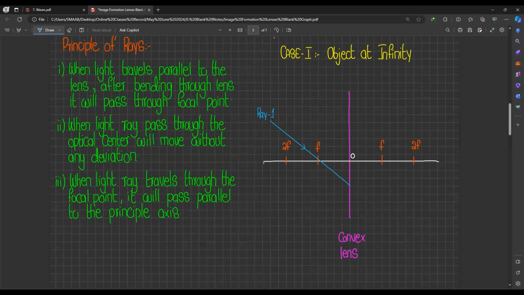All principles of rays are written on the same page. So when light ray travels through the focal point, the third point, it will pass parallel to the principal axis. So it means that we have to make a parallel line after passing through convex lens, like this. Okay, clear? Any confusion?